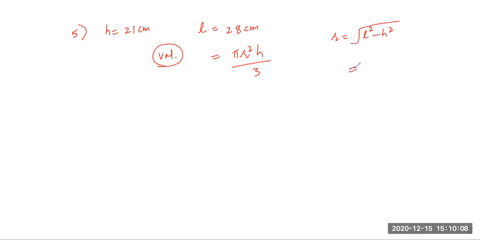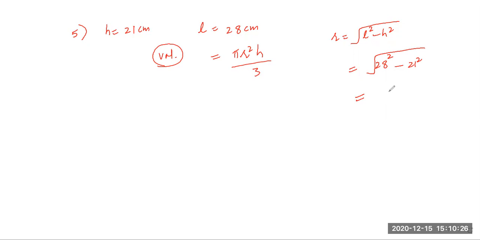So that is equal to L square. So this is 28 whole square minus 21 whole square, under root. I should know these values. So what is 28 square? 784. So 28 whole square.